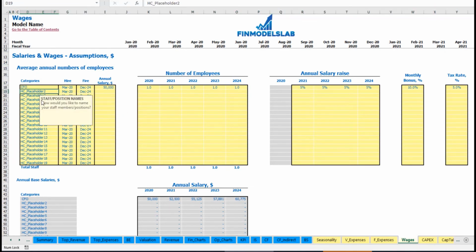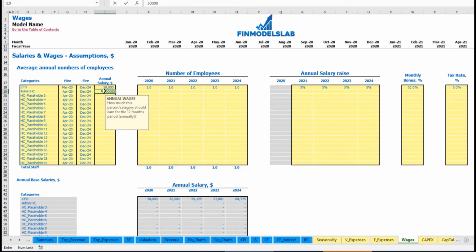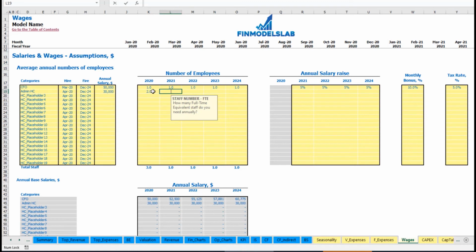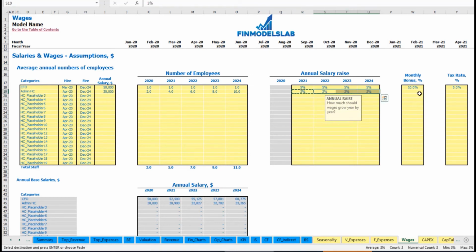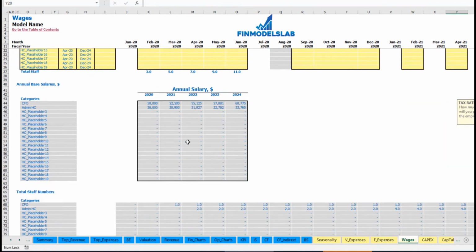Another option would be admin account, which will start in April and will grow till the end of the model with an annual salary of $30,000. Let it be in year number 1, 2, then 4, 6, 8, and 10 headcounts, with 3% of annual salary growth, 5% of monthly bonus, and 5% of payroll tax rate.